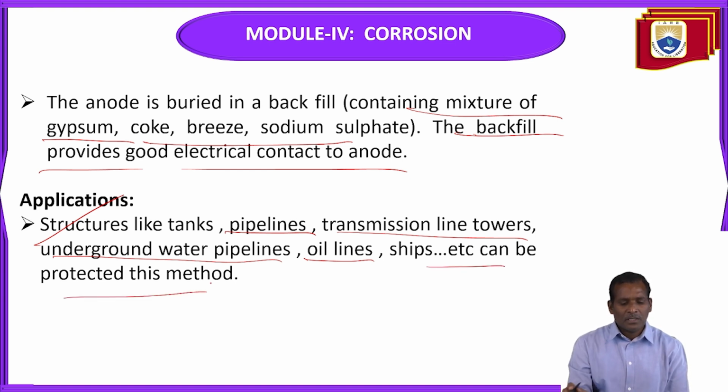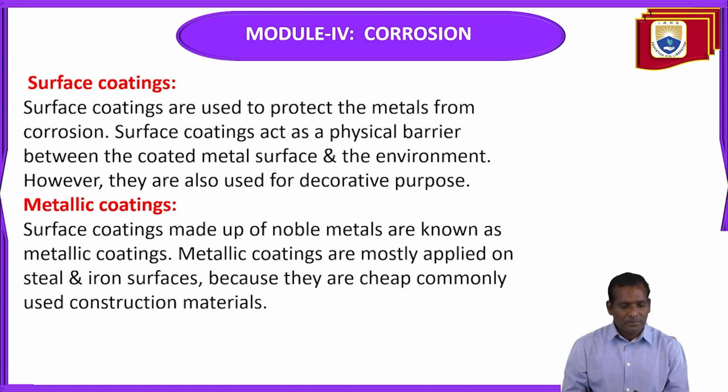So the applications of this impressed current cathodic protection are used in structures like tanks, pipelines, transmission line towers. We have already discussed this in the corrosion theory part. Many applications are there, and they can be protected by this method.